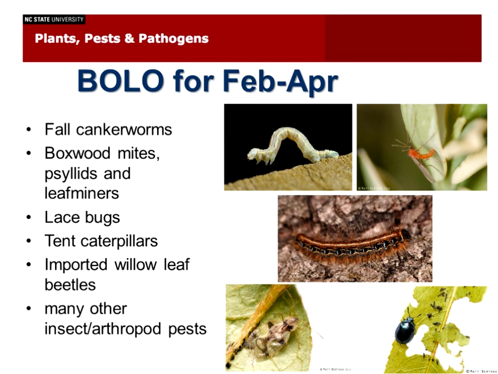Imported elm leaf beetles, if you catch them early enough in the larval stage, you might be able to spray for them. And that's actually maybe better because the adults will come out from those larvae and also feed on the plants. And, of course, there are going to be many other things coming out at this time of year. Everything's warming up, so the insects are very happy.